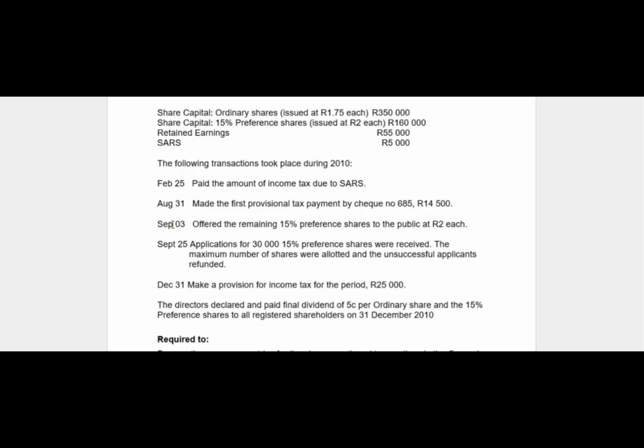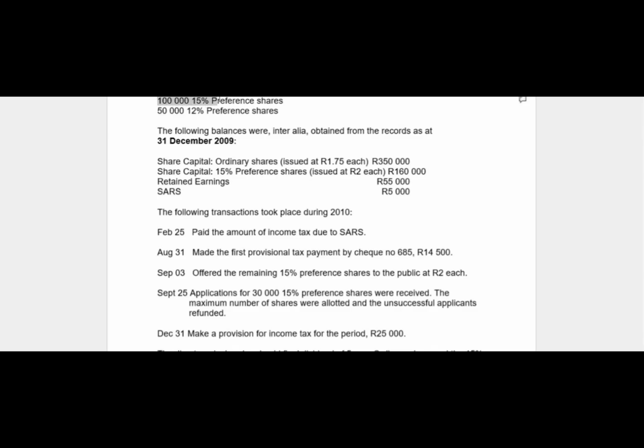Number two, we are going to record the allocation of shares. But before we record the allocation of shares, we need to know how many 15% preference shares were remaining. Because remember, they say you are offering to allocate or to issue the remaining, right? How are we going to get the remaining? We're going to take the stock that we had minus the stock that we have sold the previous year, and then we check how much is remaining. But if you check here, we don't have the number of shares. We have the rand value for the shares issued from the previous year. So we need to calculate the number of shares that were sold, right?